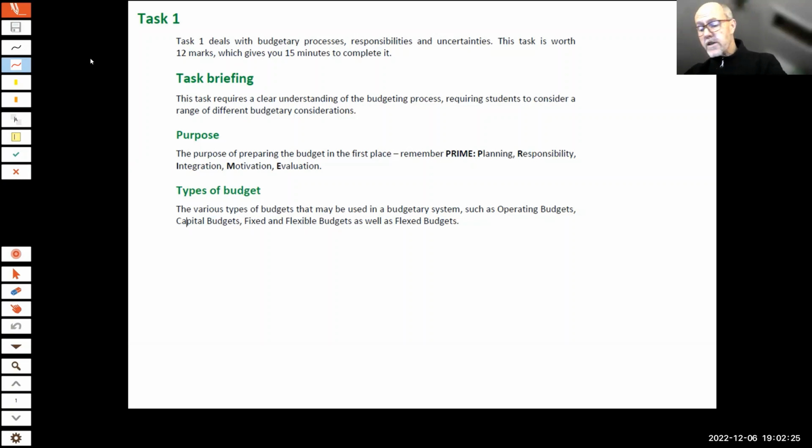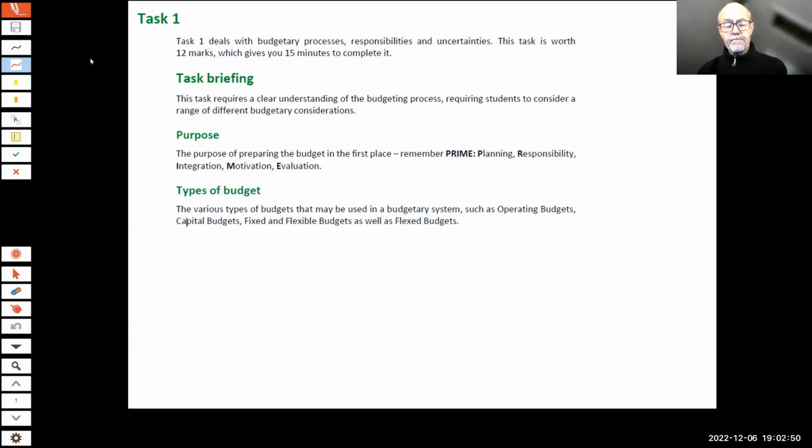The first consideration is, of course, why we produce a budget in the first place. And it's probably worth just exploring that notion. We have an acronym: PRIME: planning, responsibility, integration, motivation, evaluation.